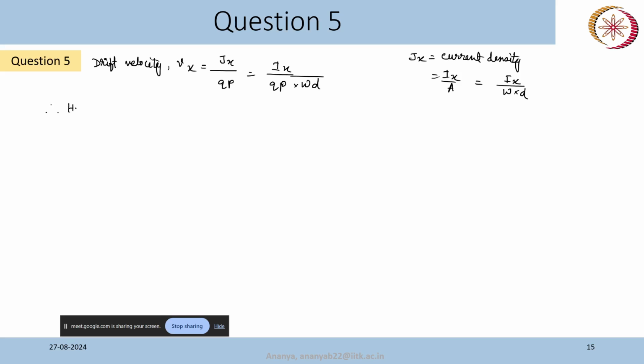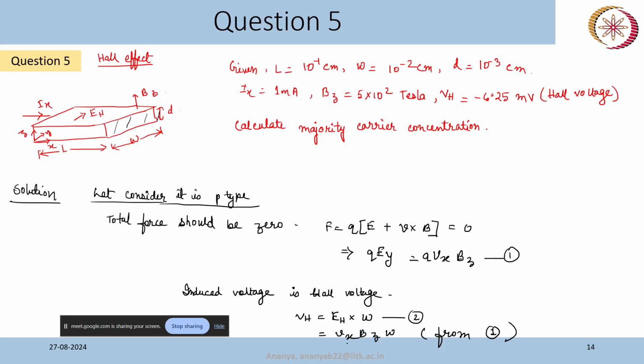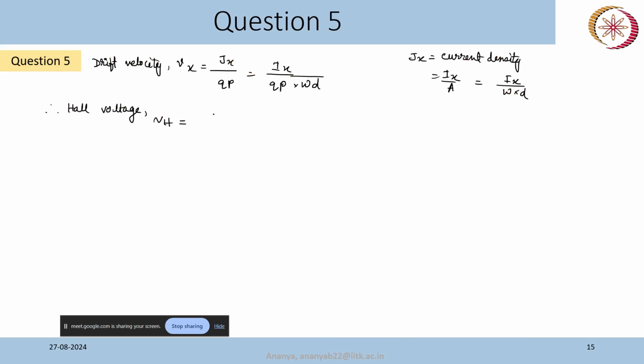And the Hall voltage VH again, from this expression, we'll put the Vx expression. So this will be Ix Bz by QPD. So this is the Hall voltage. Okay. So P is equal to Ix Bz by QD VH. Okay.